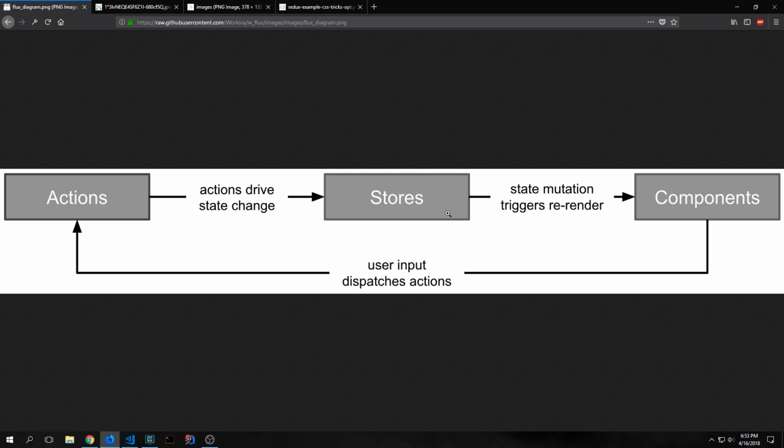And with Flux, we have multiple stores, unlike with Redux, where you only have one store. Once the store changes, this then triggers a re-render of all of the components, which in our case is our widget tree. And then, of course, this cycle continues when the user then dispatches another action. And we can set it up so that actions can dispatch other actions, and our application may automatically dispatch an action via time, things like that.